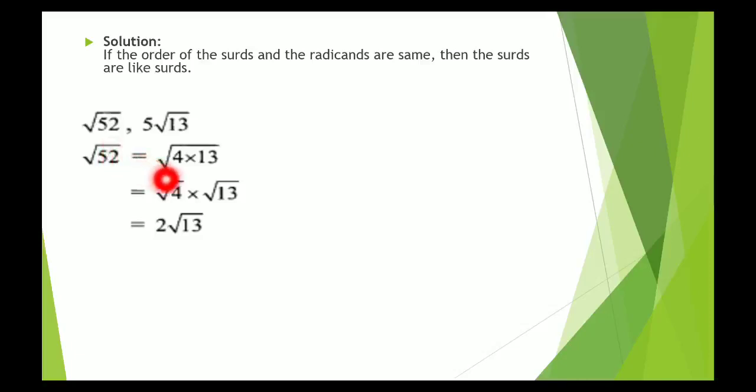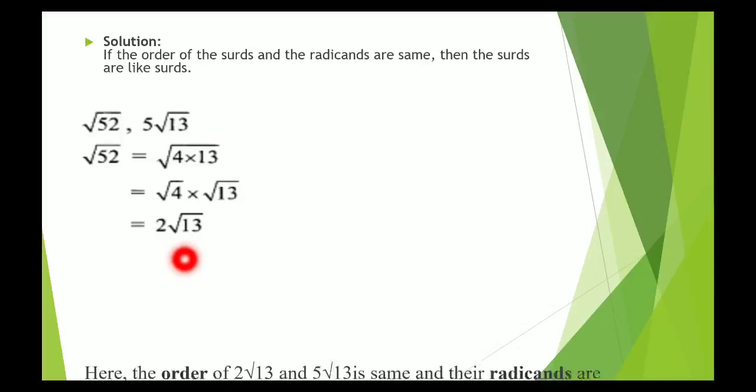52 can be written as 4 into 13. Root of 4 is 2, root of 13 is root 13. So we have 2 root 13. Now, instead of root 52, the answer is 2 root 13. This is the simplest way of writing the term. Okay.